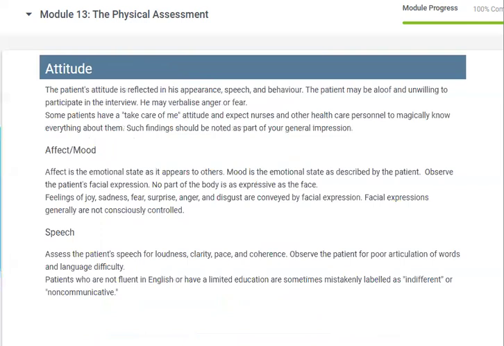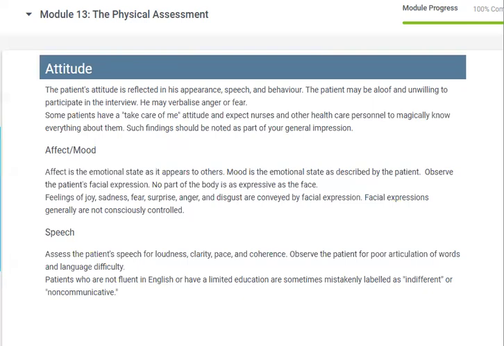Attitude. The patient's attitude is reflected in his appearance, speech, and behavior. The patient may be aloof and unwilling to participate in the interview. He may verbalize anger or fear. Some patients have a take-care-of-me attitude and expect nurses and other healthcare personnel to magically know everything about them. Such findings should be noted as part of your general impression.